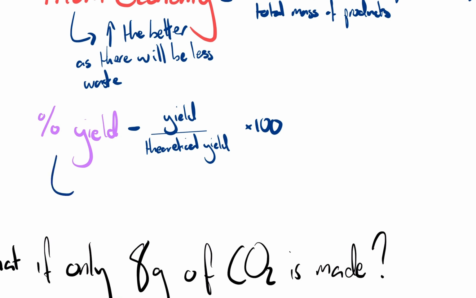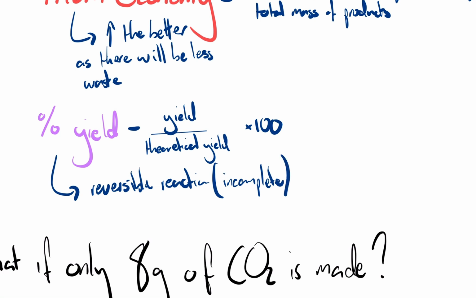There's a few different reasons. Reason one is we may have a reversible reaction. So at that point, the reaction will be incomplete. Reason two is we might have side reactions. So that's when we have a product that we don't expect to have necessarily. An incomplete combustion is a very good example of that.